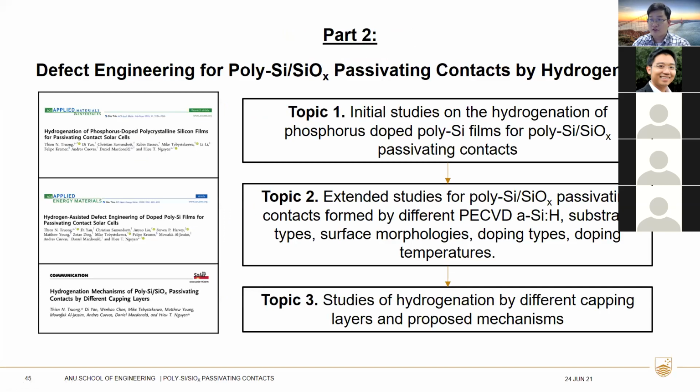That's the defect engineering for polysilicon passivating contacts by means of hydrogenation treatments. This part is divided into three topics. The first topic will be initial studies on the hydrogenation of the phosphorus doped polysilicon films for polysilicon passivating contacts. And then in the next topic, I will extend the studies to different polysilicon passivating contacts using different polysilicon films formed by different PECVD amorphous silicon deposition conditions, the substrate types, surface morphologies.